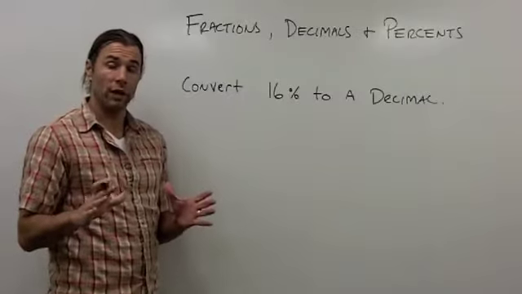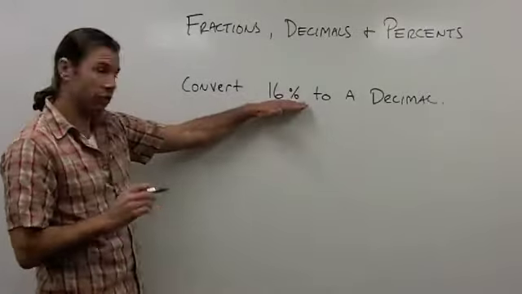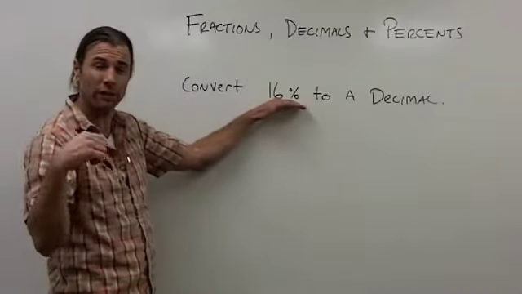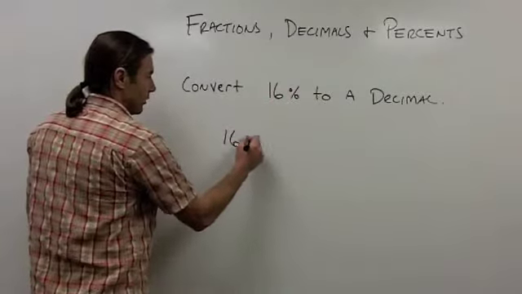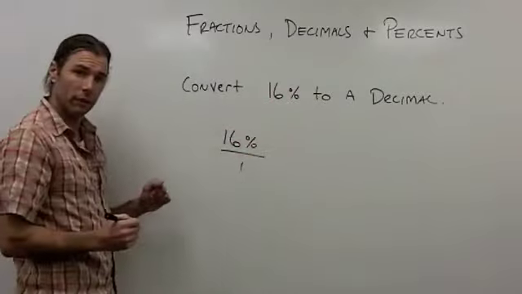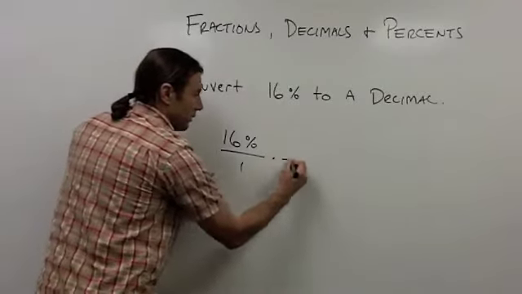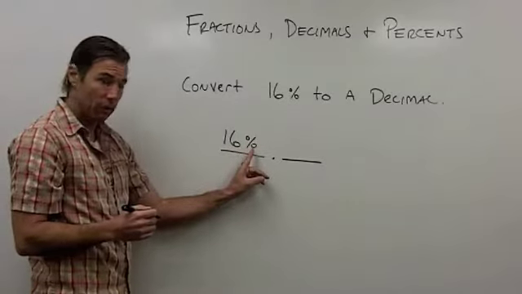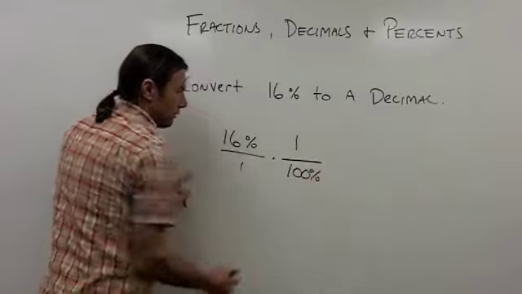Let's take a look at an example now, converting a percent to a decimal. So we're starting with 16% here. We want to convert this to a decimal. So the first thing I'm going to do is write that 16% as a fraction. Anytime I want to write a whole number as a fraction, I'm just going to write it over 1. So I have 16% over 1. What I want to do now is multiply by another fraction that is going to divide out this percent symbol. So I'm going to choose that fraction 1 over 100%.